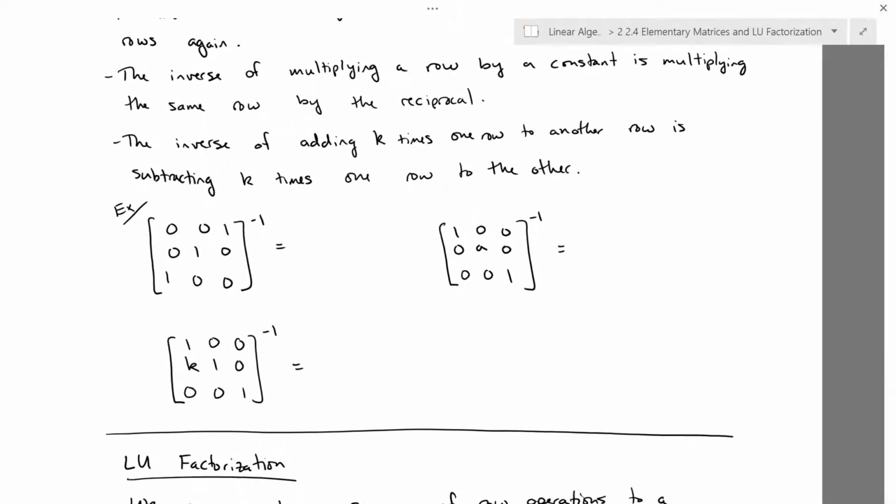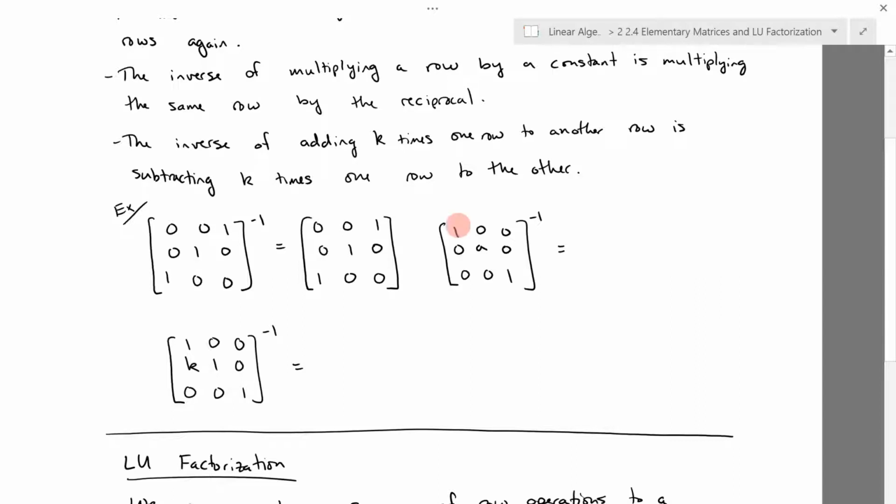Okay, so let's look at the three elementary matrices that we discussed previously, right? This first elementary matrix was the one where you swapped row 1 and row 3. So to undo that, you would just swap back row 1 and row 3. So the inverse of the elementary matrix where you swap two rows is basically the same matrix itself. So the inverse of this matrix is the same matrix.